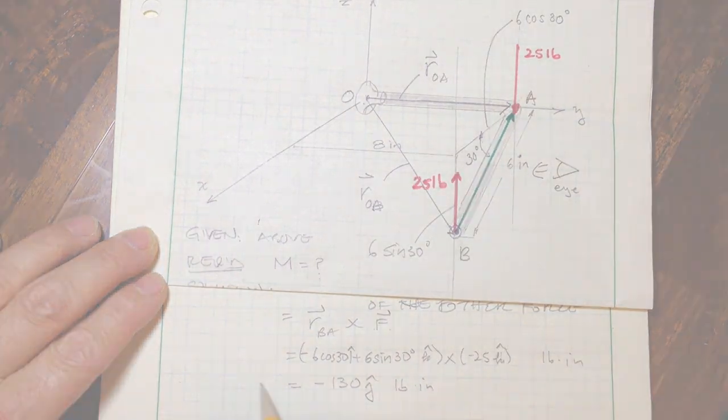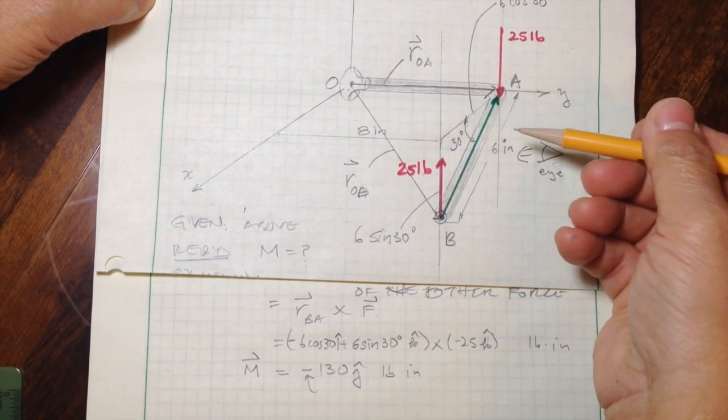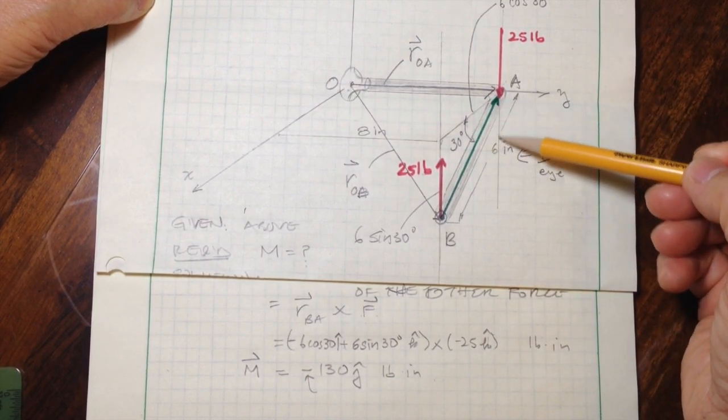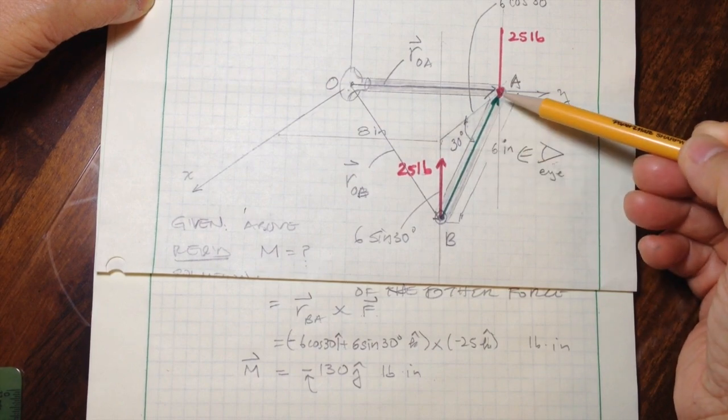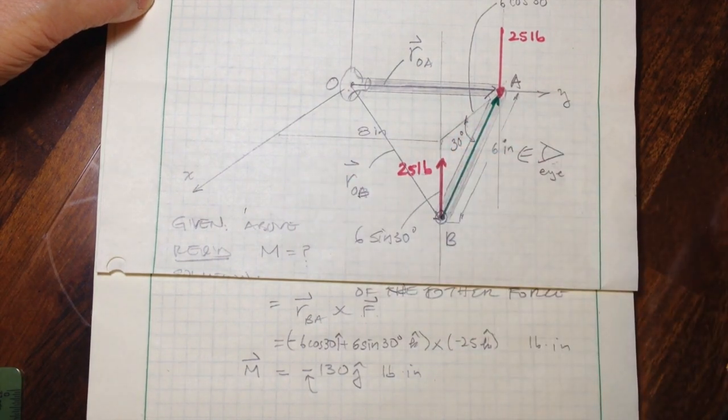This negative sign means that if we were to look in this direction, we would see that the pipe would have a tendency to rotate in the clockwise direction, meaning the couple moment would be in the negative y direction.